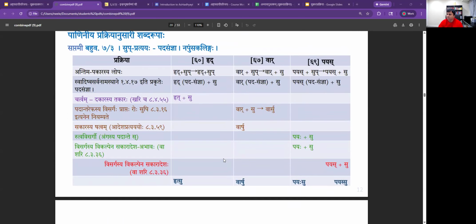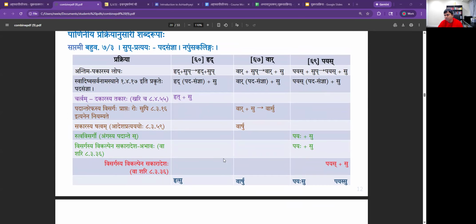Okay. So Hrud: chartvam, dakarasya takara bhavati kharicha. This is the only thing that happens with hrud. Very good. It doesn't impact var or payas. Then refasya visarga, ro supi. It is stopping actually here because otherwise the refa in var will become a visarga, which doesn't happen. Correct. So that refa is being stopped from becoming a visarga. So var su iti bhavati, and then sakarasya shatvam because adesha pratyayayoh applies here.